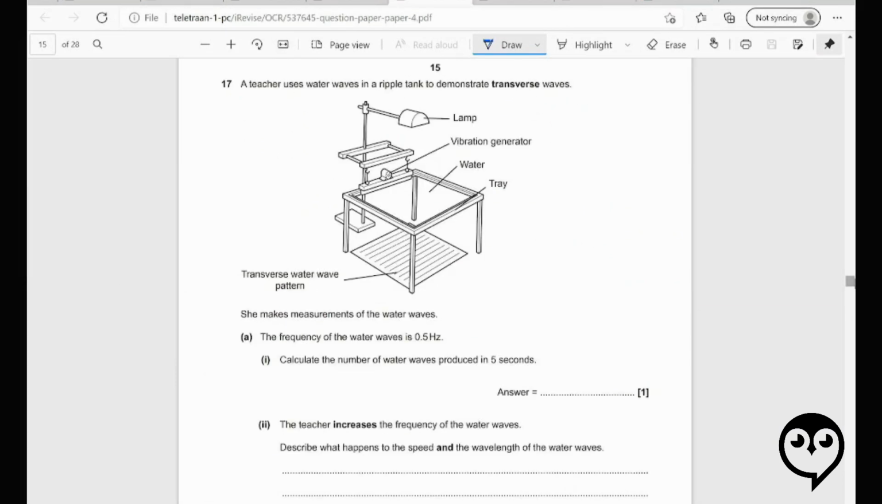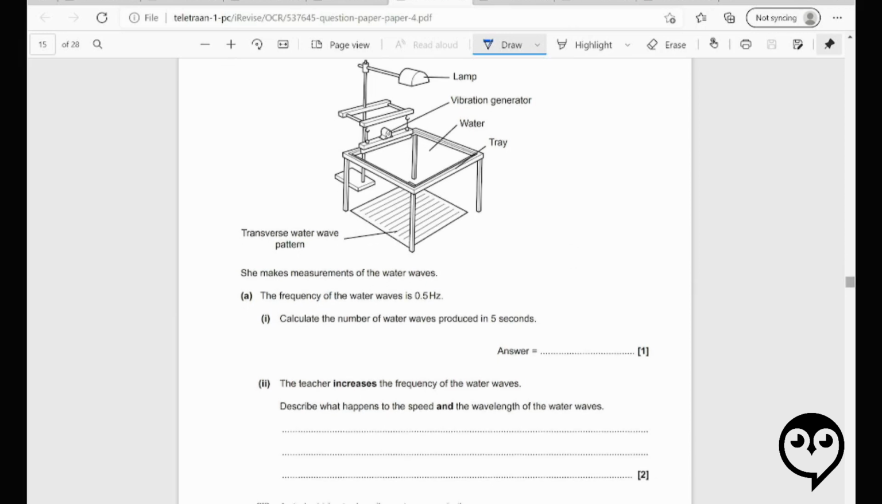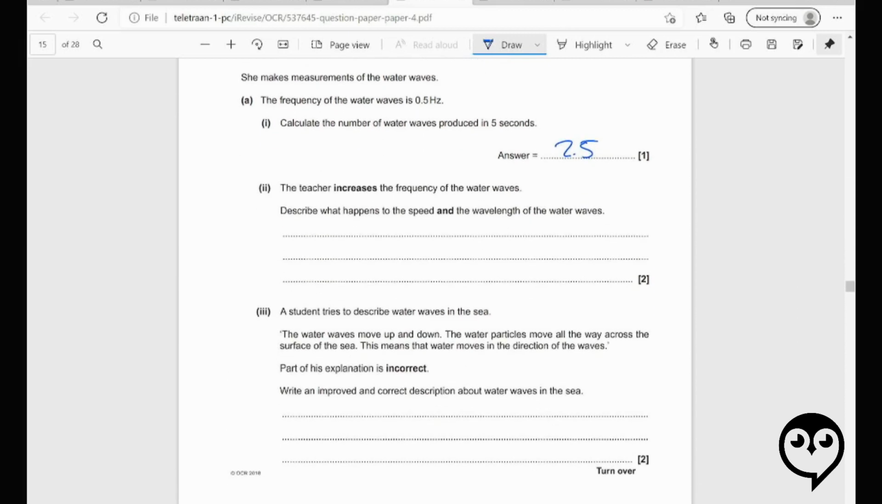And here we have a Physics A Gateway Science paper from OCR. This is from June 2018, a paper 4. We've got a teacher here using a ripple tank. The frequency of the water waves is 0.5 hertz. What's the number of waves produced per second? Well, if we've got half a wave per second, times 5 seconds, then that's going to be 2.5 waves in 5 seconds.